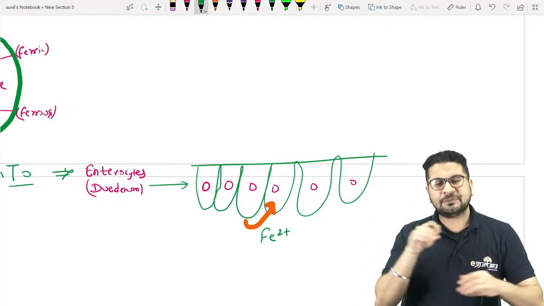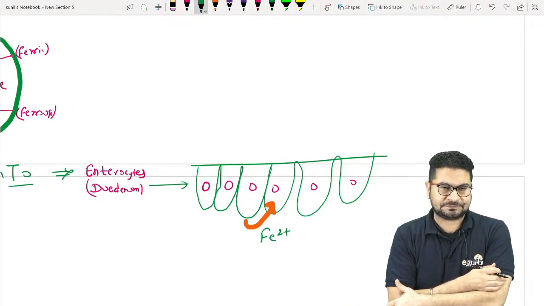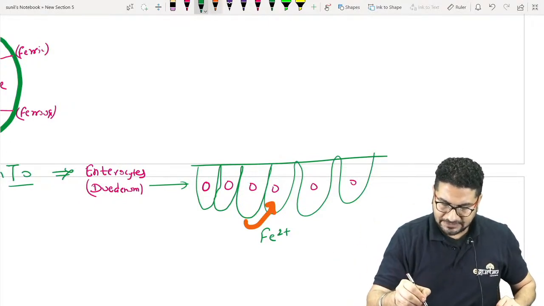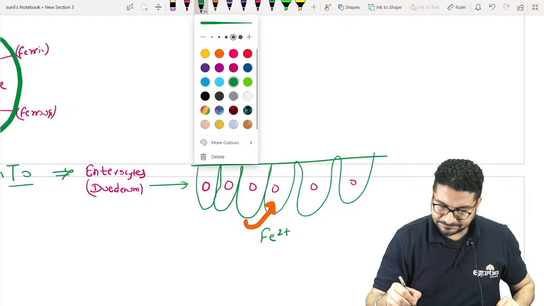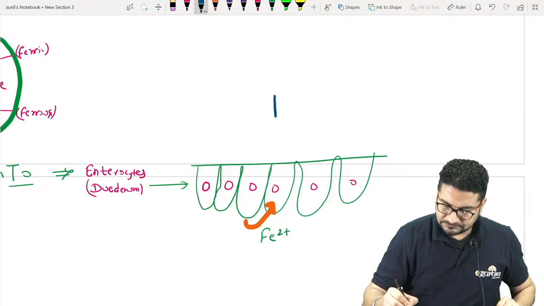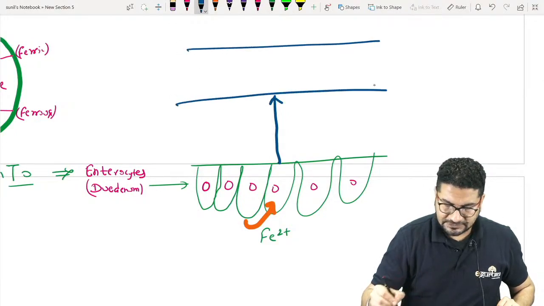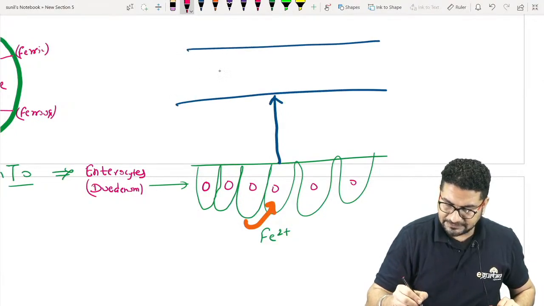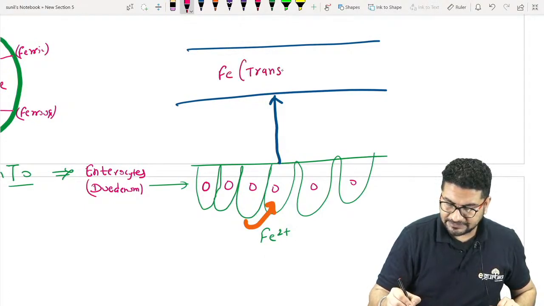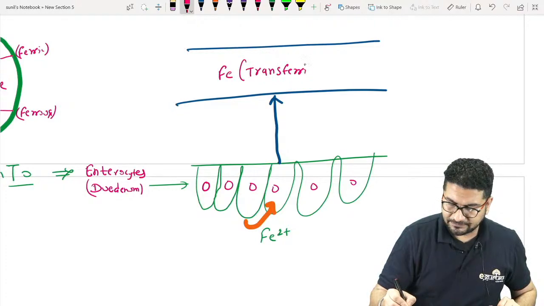And in blood it will bind with a protein called transferrin. Understand this, this form is going into your blood vessel. In the blood vessel, this iron will be binding with which protein? That is called transferrin.